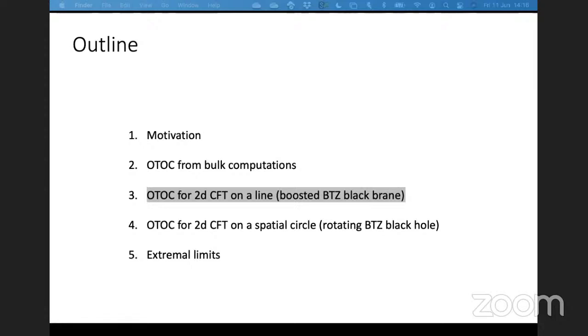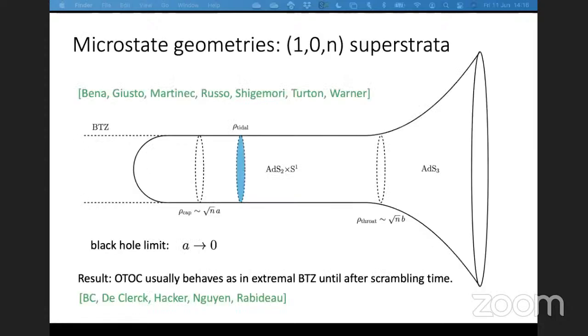Yes. What was the scrambling time in that last slide? In terms of the parameters of the superstrata? Well, it's the same as in the extremal BTZ black hole, and I will show it later. So it's probably easier to wait a couple of slides and you will see the formula. Okay, fine. I'm sorry, Ben, I might have missed it.